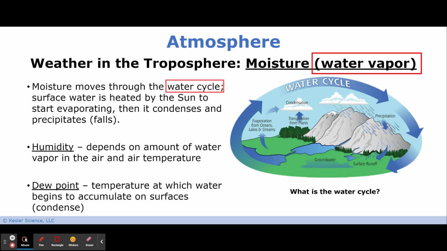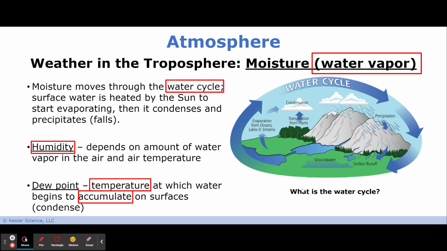Weather in the troposphere, water vapor. The moisture moves through the water cycle. Surface water is heated by the sun to start evaporating, then condenses and precipitates. Humidity depends on the amount of water vapor in the air and air temperature, which we did learn when we were doing our other centers. Dew point, the temperature at which water begins to accumulate on a surface, condenses. So you're going to want to make sure you know this word, dew point, all of these things.